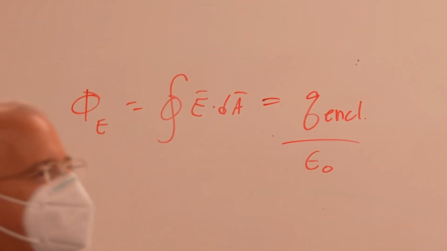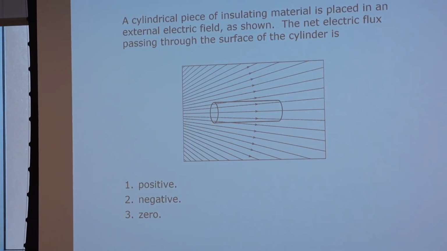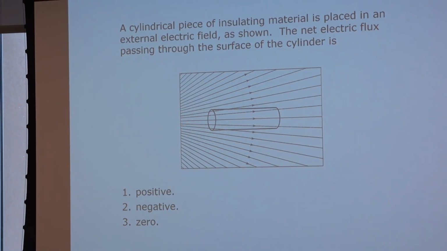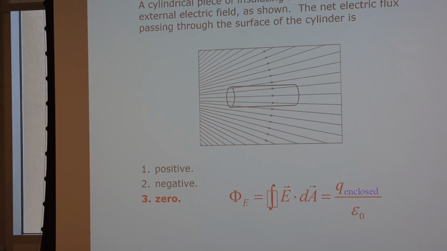Okay, look at the electric field lines. Is there a charge enclosed in the cylinder? No. So therefore, what has to be the flux? Oh, that's not very nice. Okay? Fine. I mean, that's all there is to it, okay?